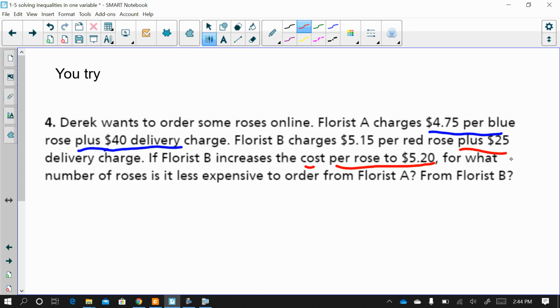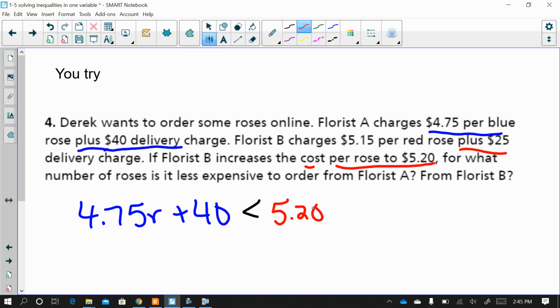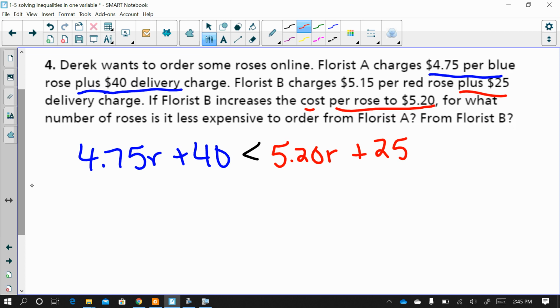So we want florist A to be cheaper first. Okay, so florist A, set him up. Just like the last time, 475 R plus 40. We want him to be cheaper, so he's less than florist B, instead of 515, now we're 520, plus that $25 delivery charge. Same process as last time.